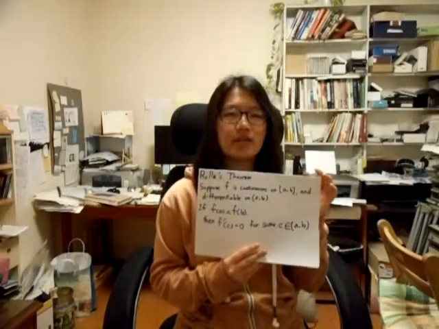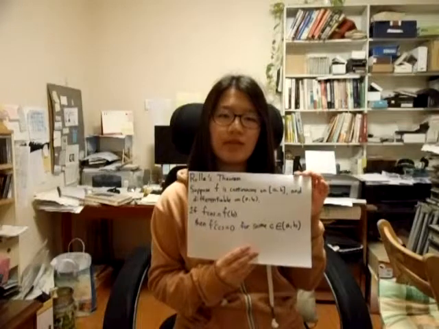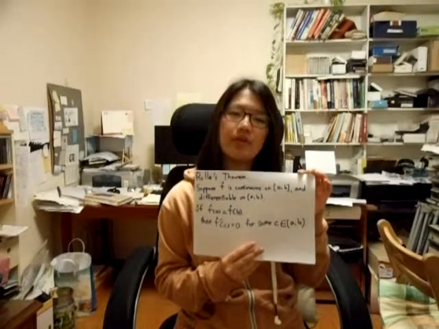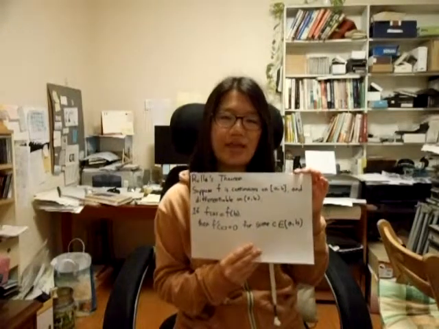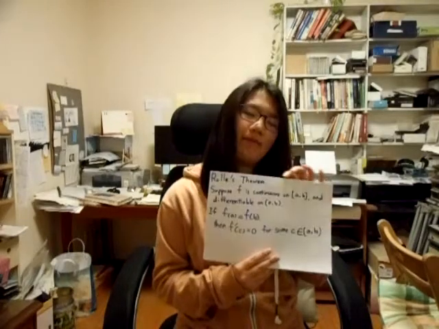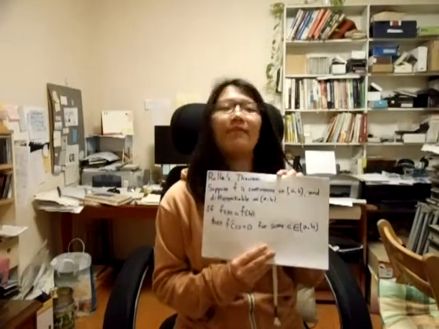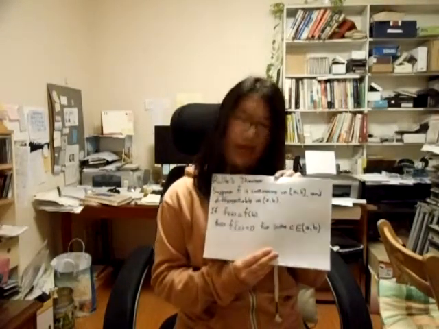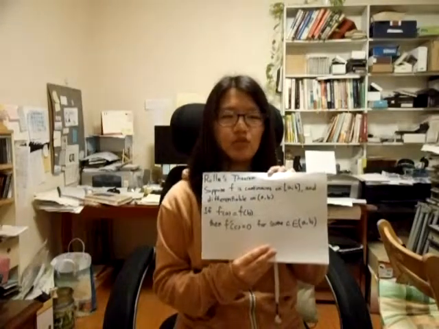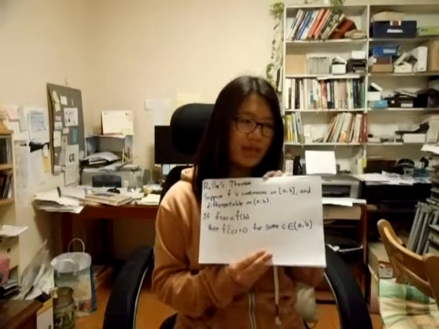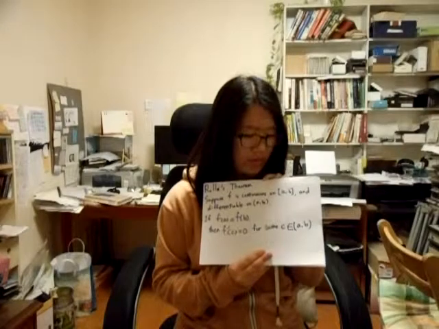Suppose f is continuous on closed interval [a, b] and differentiable on open interval (a, b). If f(a) is equal to f(b), then f'(c) is equal to 0 for some c on interval (a, b).